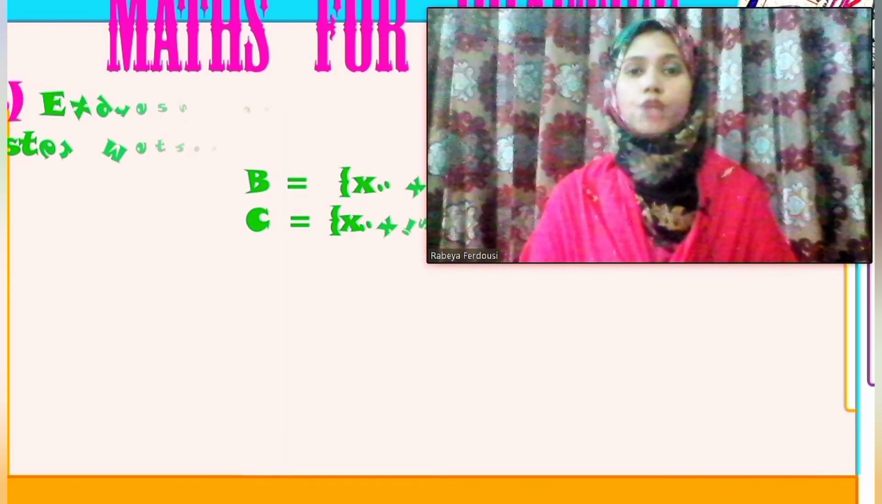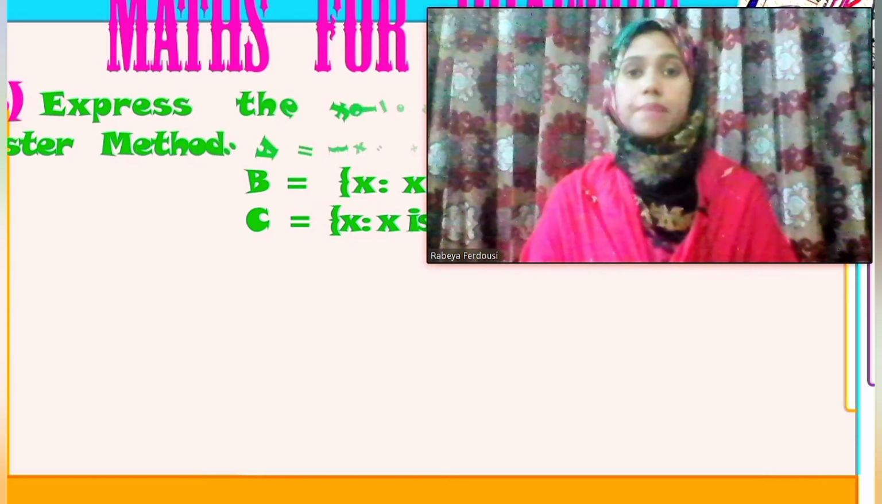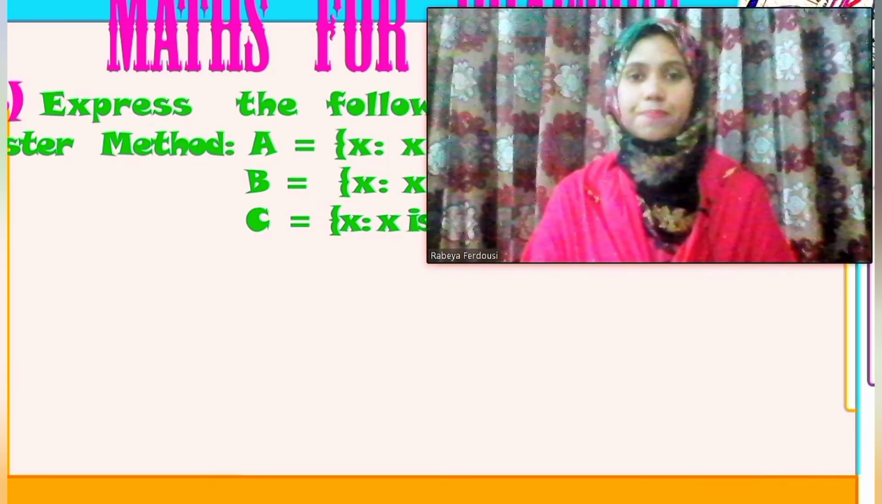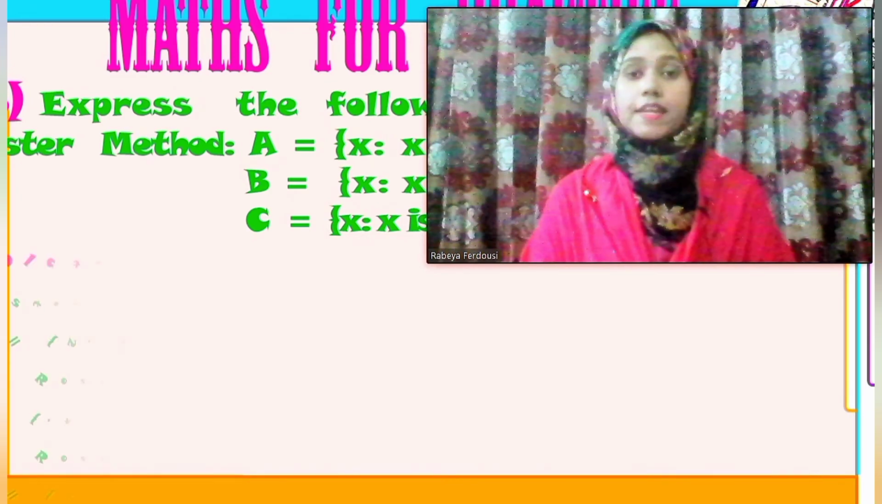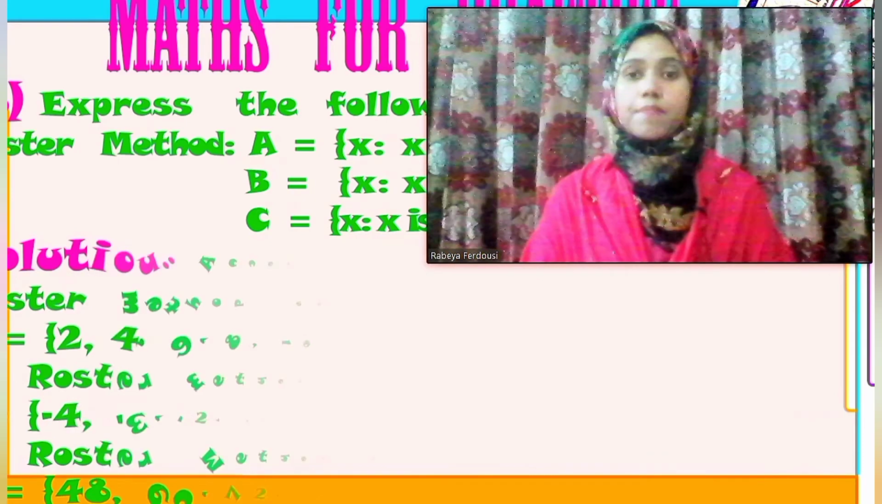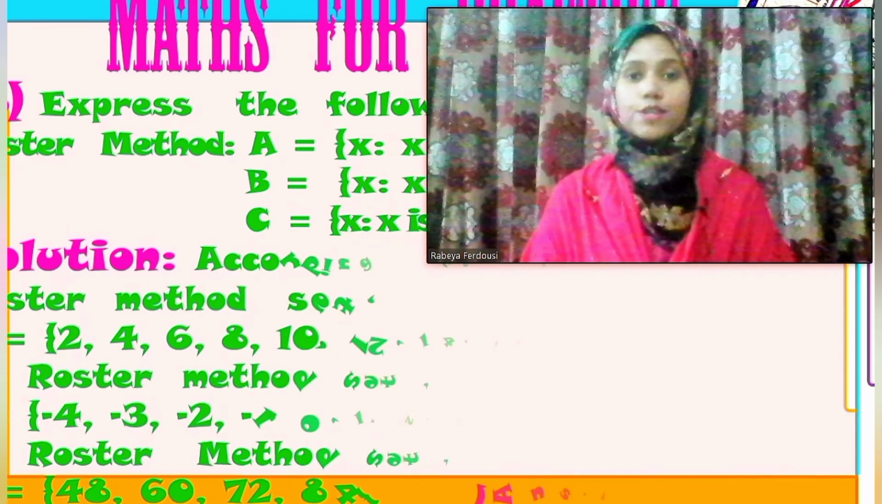So to solve this question, we have to write down all the elements of sets A, B and C in roster method. According to our question, we know set A contains the even numbers, and multiplying these even numbers, we have to take the numbers which are less than or equal to 100.